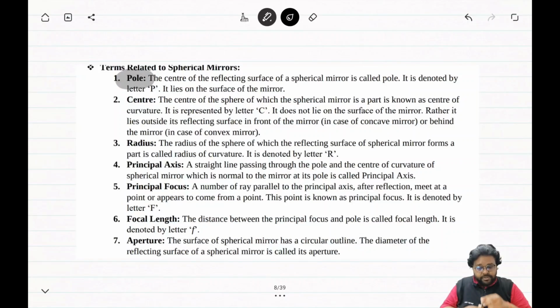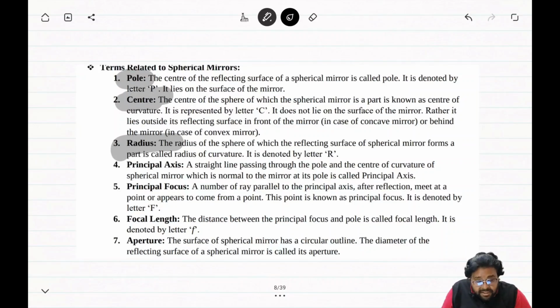Center of curvature. If I complete this into a sphere of which this mirror is a part, then the center of that particular sphere is known as the center of curvature. Now the next is radius. The distance from the center of curvature to the pole is the radius of curvature.